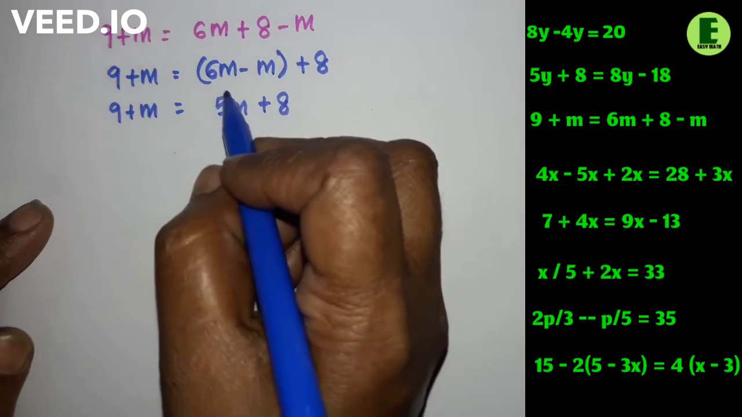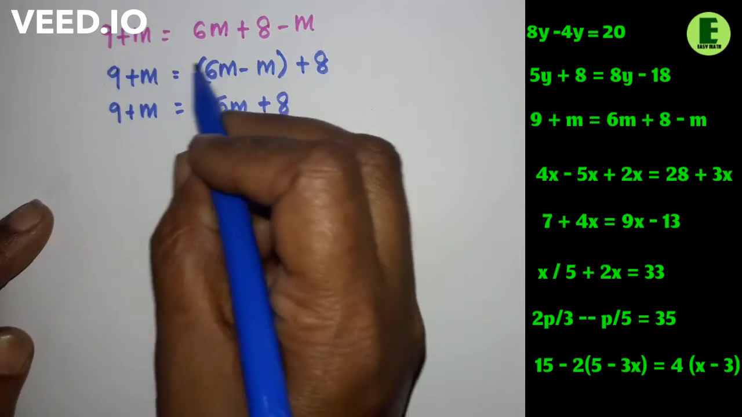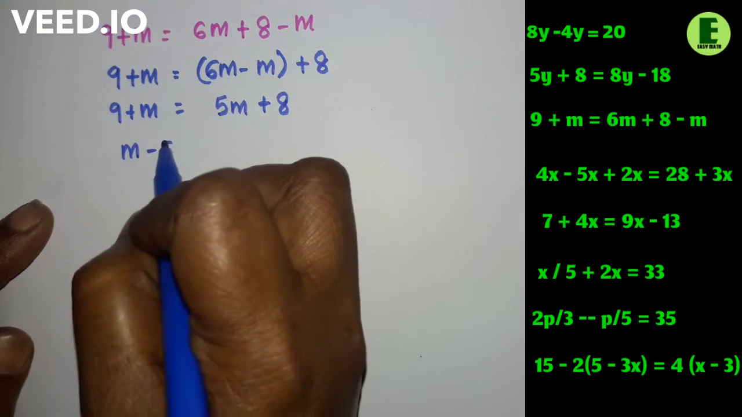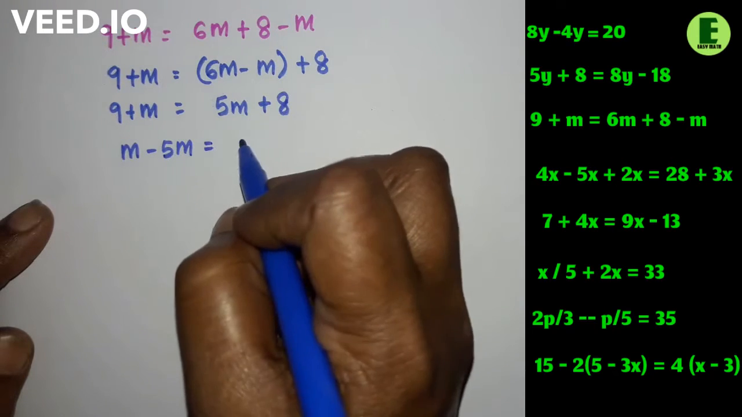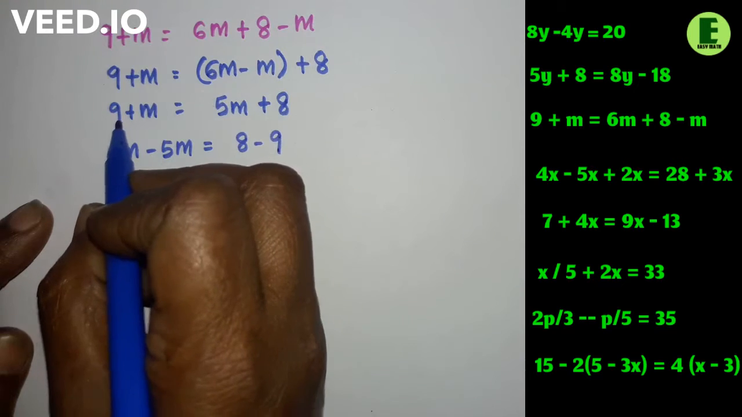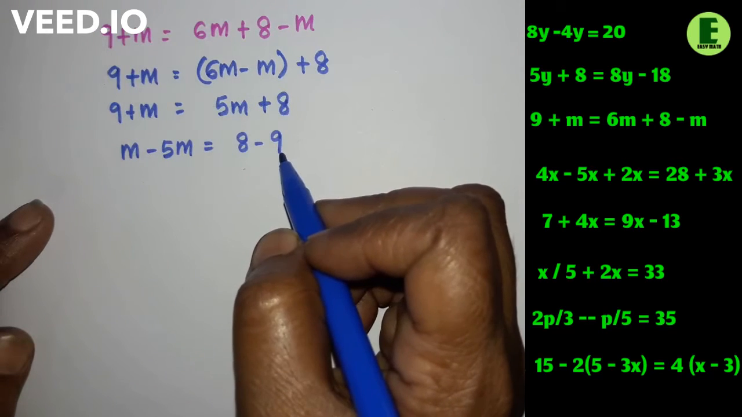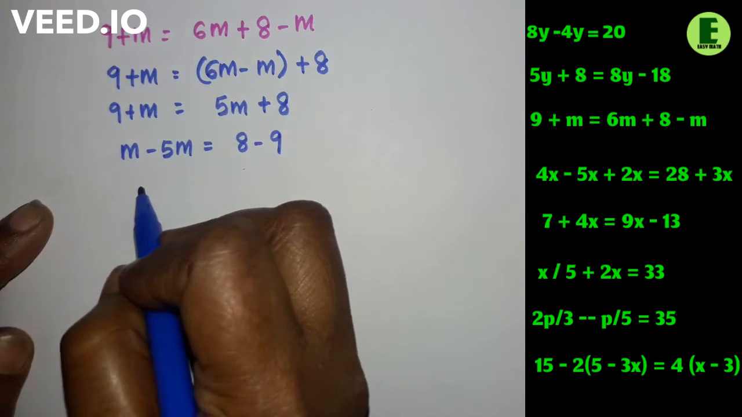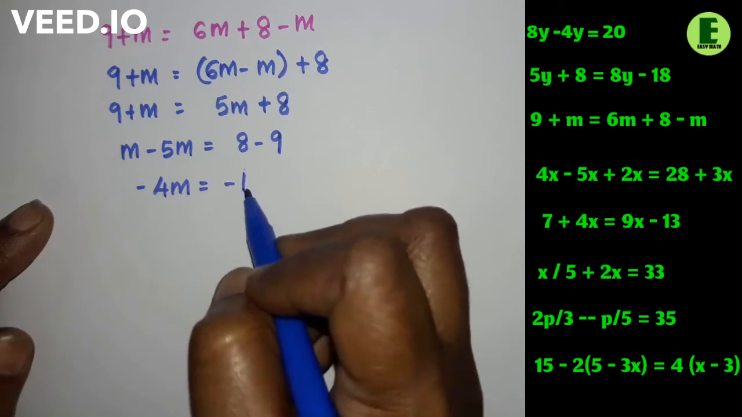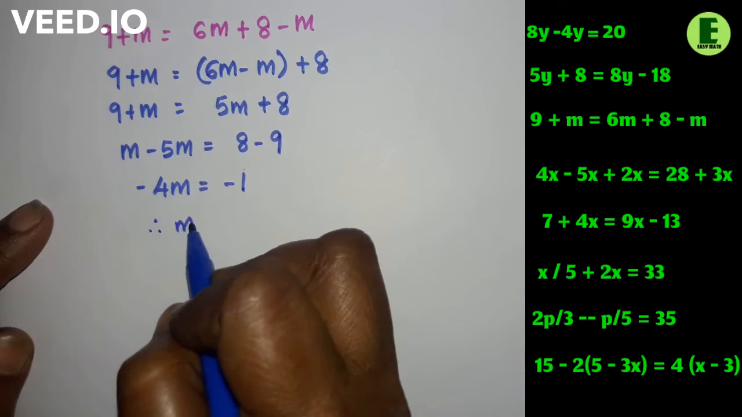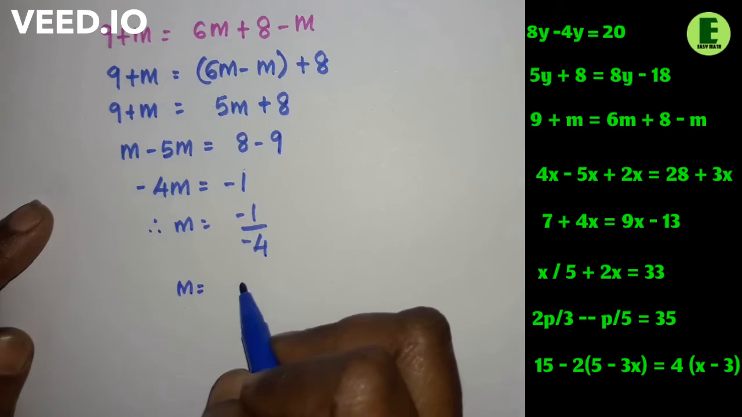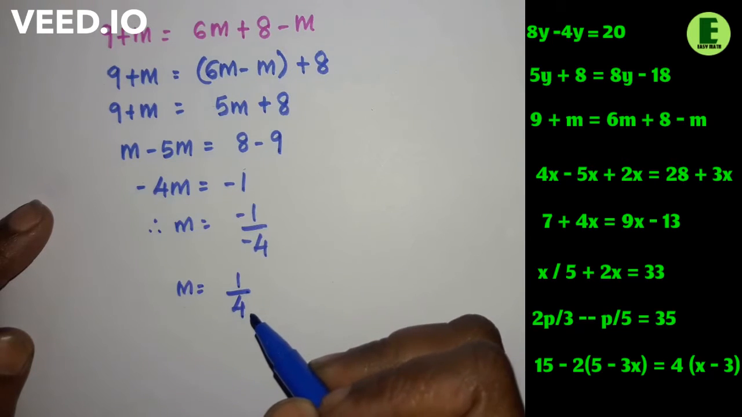Our next step is to transpose the variable to the left hand side and the constant towards the right hand side. So we have m minus 5m is equal to 8 minus 9. So 9 has become minus 9 on transposing. So m minus 5m will be minus 4m is equal to minus 1. Therefore m is equal to minus 1 by minus 4. M is equal to 1 by 4.